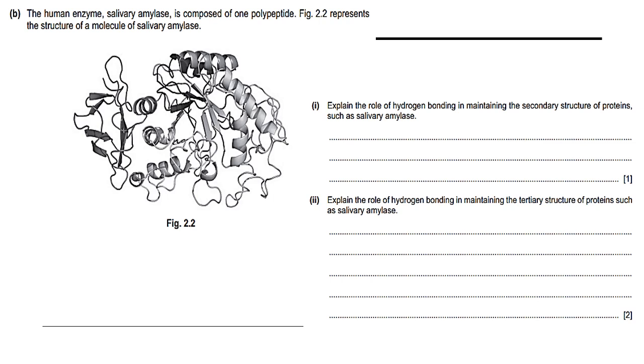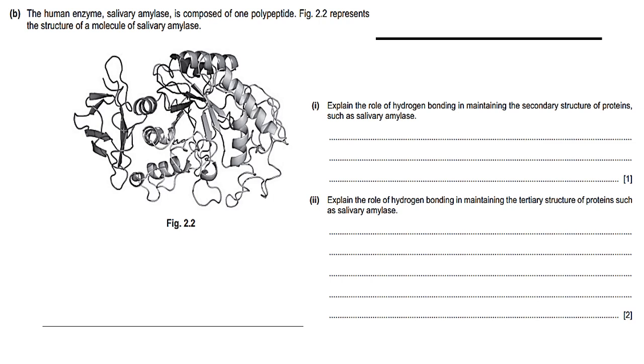Okay, let's look at the next question. Looks like enzymes. I love enzymes a lot, so let's see. The human enzyme salivary amylase is composed of one polypeptide. Figure 2.2 represents the structure of a molecule of salivary amylase. And just to give you some background, salivary amylase is the enzyme that's in your saliva, and it starts the breakdown of starch the moment you start to eat.